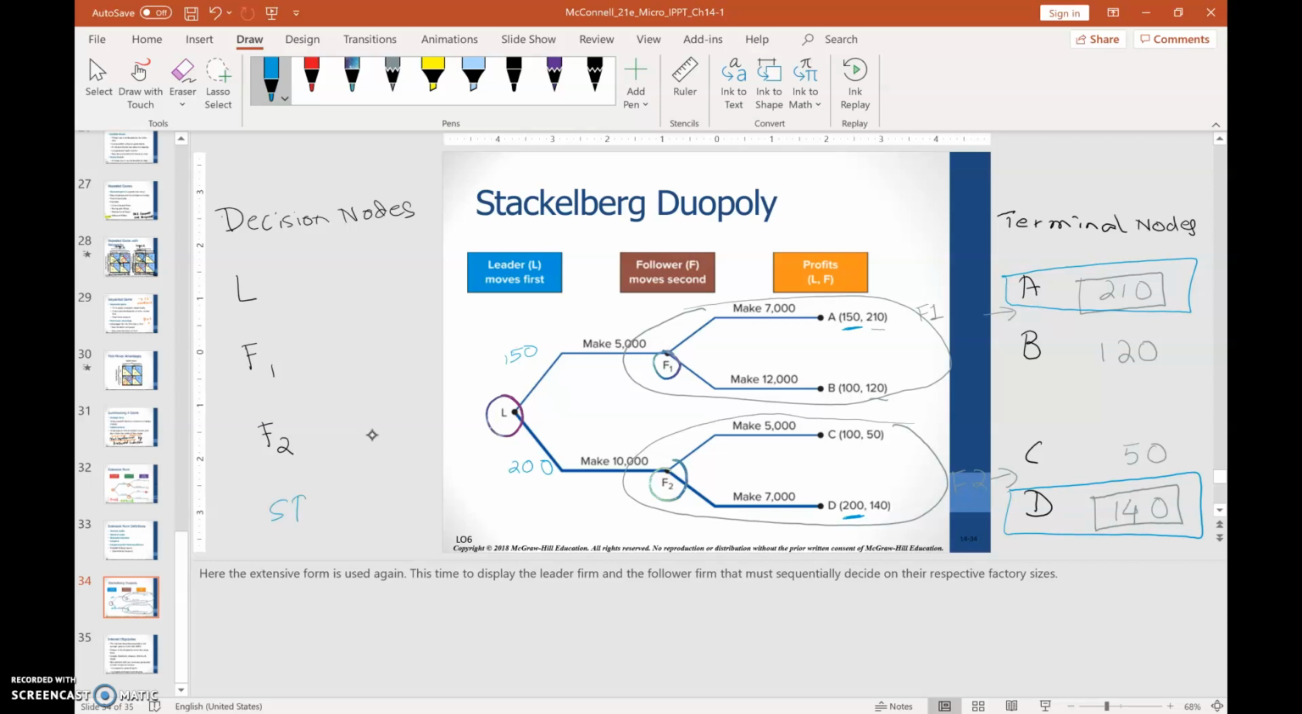So we have a subgame perfect Nash equilibrium, and this is given by the terminal node D, and the solution to this game is: leader is make, and for follower it's also make. So 200 and 140 is the solution to this game.